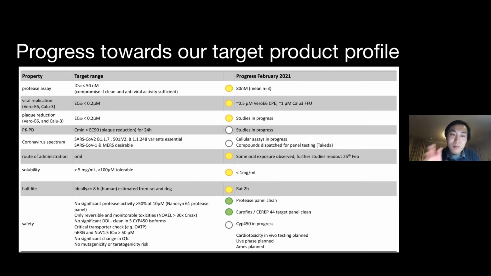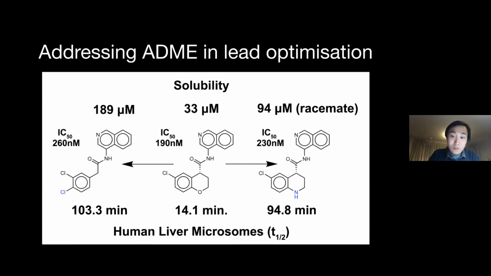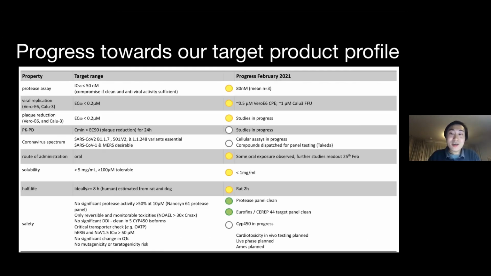We are still in the process of doing a set of mouse PK studies and coronavirus spectrum studies to understand the PK properties. We have actually got compounds with oral exposure already, although the half-life can definitely be improved. Solubility is doing well. In terms of safety, because the compounds are extremely small, they're actually very, very ligand efficient. And so compounds are pretty clean in protease panels and also pretty clean against safety pharmacology panels.